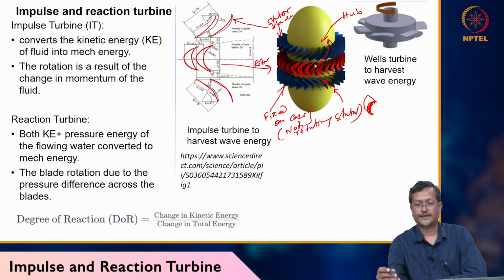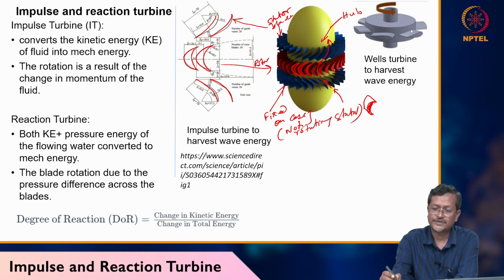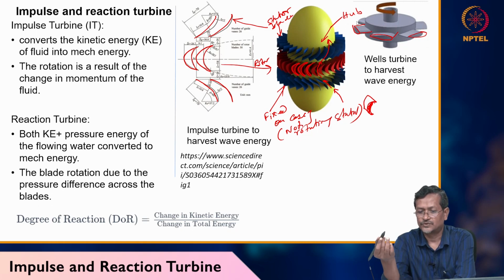Another turbine I have shown here, because in my laboratory we have worked on both turbines, impulse turbine and reaction turbine. The Wells turbine is actually a symmetric blade turbine. You can see this symmetric airfoil shape. These are the blades, the whole blade is here and the symmetric shape is here. Normally we design an 8 blade turbine. The symmetric Wells turbine blade is actually a reaction turbine.